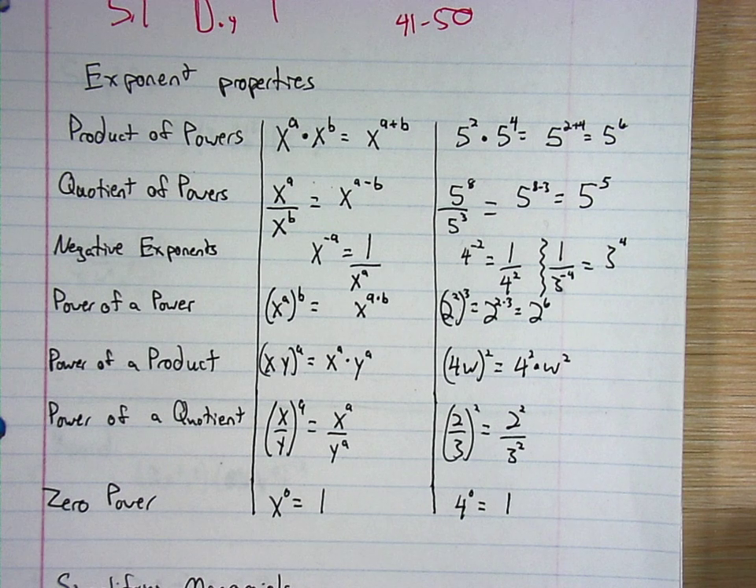If I get going too fast for you on this chart of properties, you can always just hit pause, or you could look in your book. It's exactly the same pretty much. I just kind of changed it to numbers or letters that I liked better.